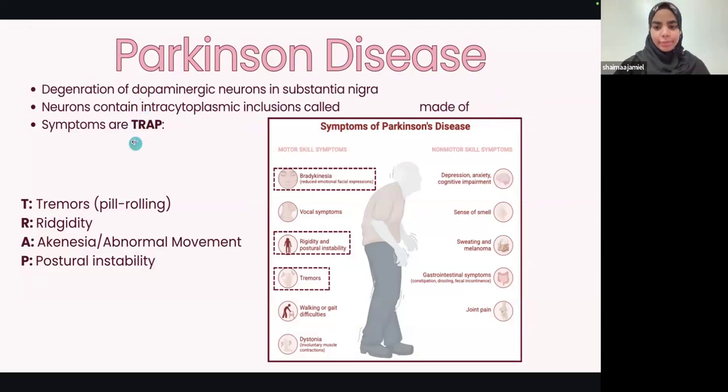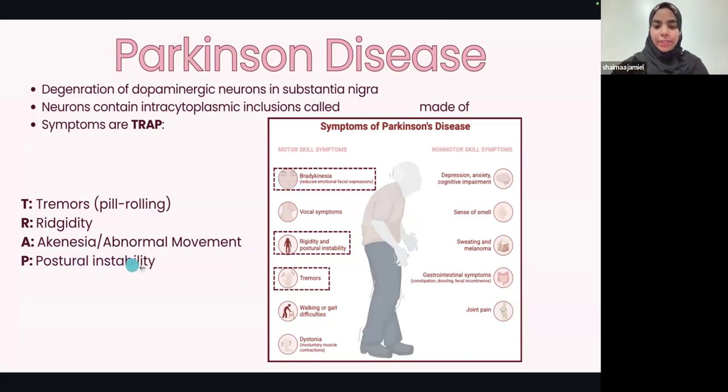And the symptoms are tremors, which are usually pill rolling tremors, and they're usually asymmetric. Rigidity, which is normally if you just passively move someone's hands, it's just going to go up and down easily. But with rigidity, you're going to find resistance all the way. So they can have lead pipe rigidity or cogwheel rigidity. A is akinesia, so they have abnormal movements. Bradykinesia, they have the masked faces. Their voice is monotonous. They can't have expressions.